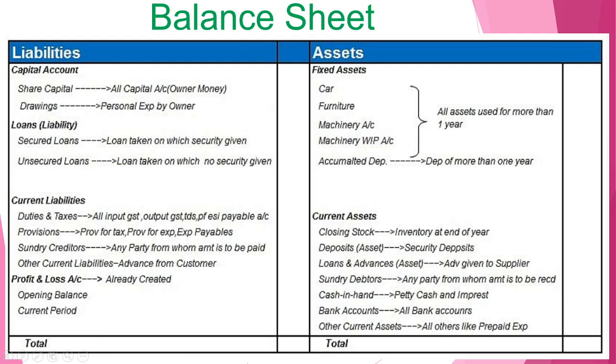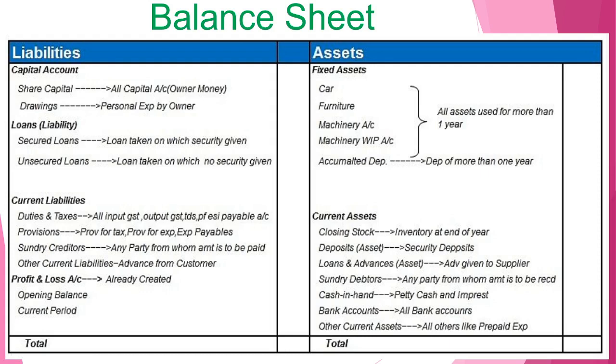Whenever there is a ledger account, say for example duties and taxes or provisions, those ledger accounts will be considered as current liabilities as a group. Whenever there is a sundry creditor account, then it is also considered under current liabilities as the main group, and there is a subgroup called sundry creditors.